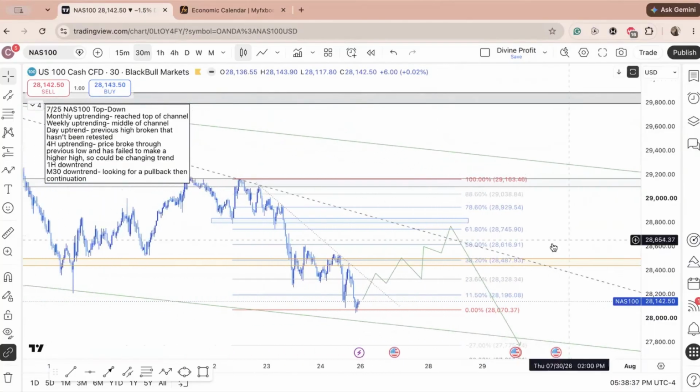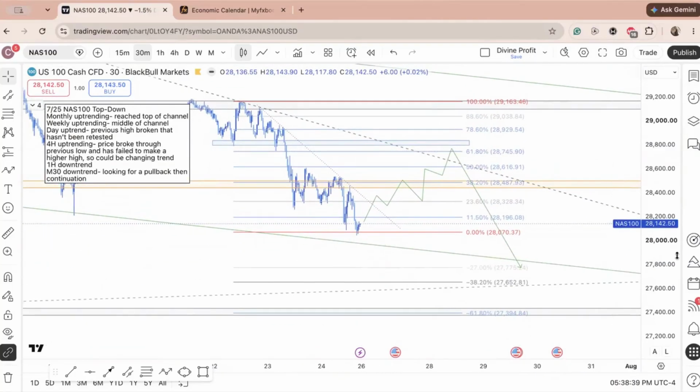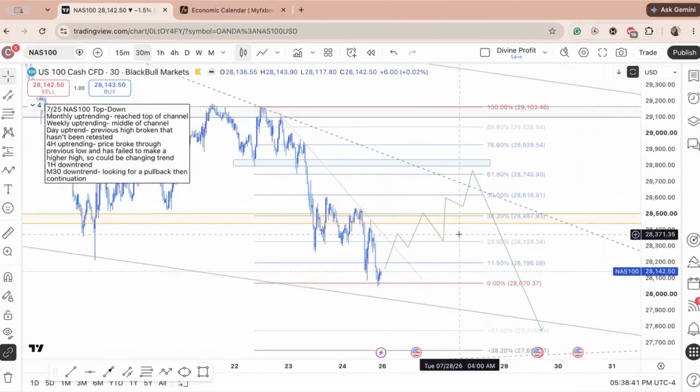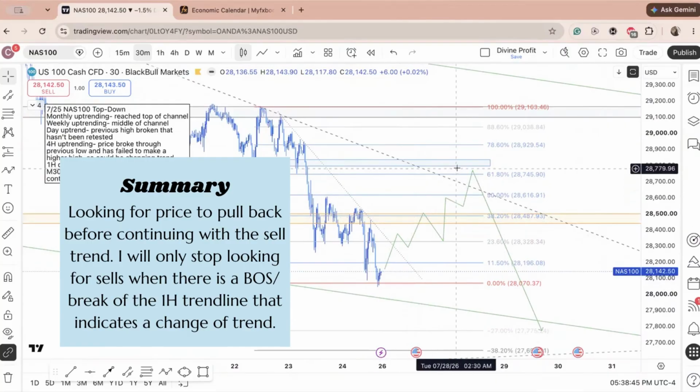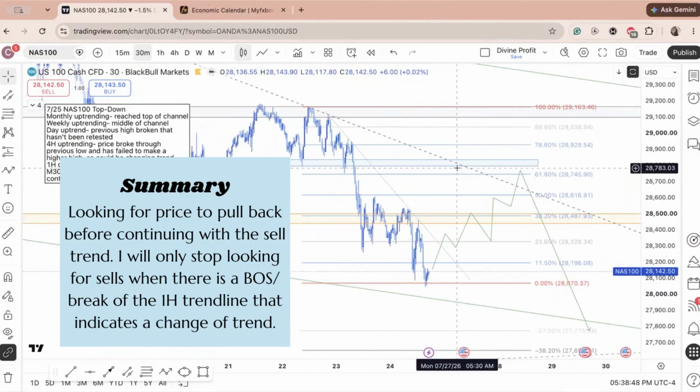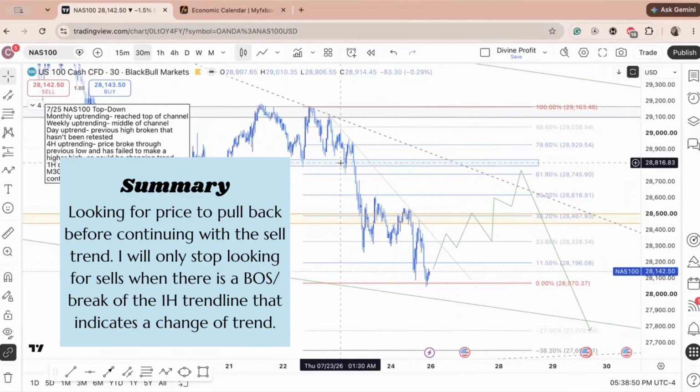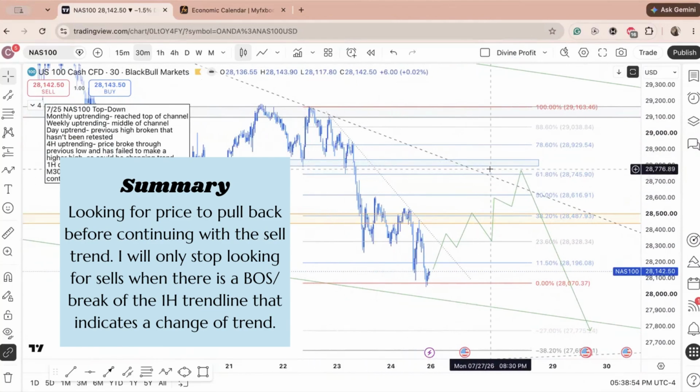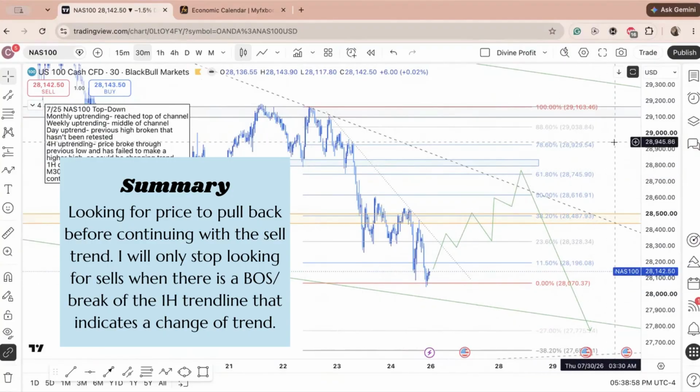So what I'm looking for, essentially, is for price to pull back, either back to this 4 hour zone or a little deeper. This was the last level on the M30, the last floor. So price could come back and retest that area, and then proceed to move to the downside.